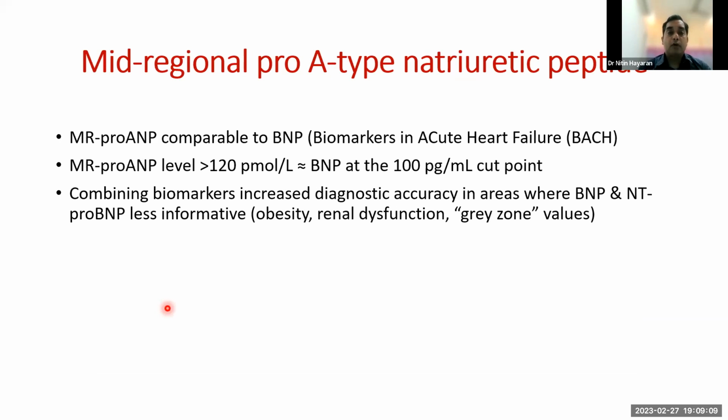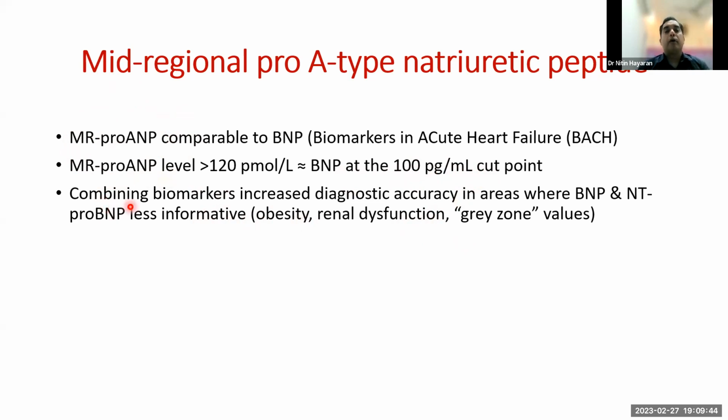So this was about the natriuretic peptides. The mid-regional pro-atrial natriuretic peptide, or ANP, is comparable to BNP in terms of diagnosis of acute heart failure. Levels more than 120 picomole per liter are equivalent to BNP at a 100 picogram per ml cutoff. So basically, it is important that it does not get affected in these patients, so it is not affected by the gray zone area.